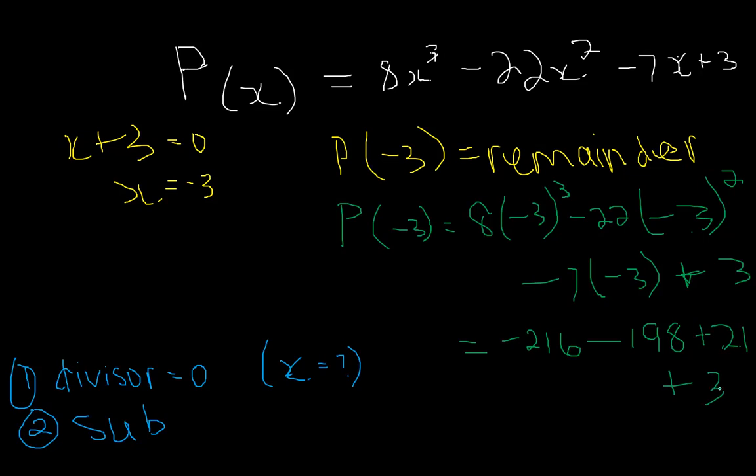This obviously will not give me 0, but you still need to show it, right? You still need to finish the calculation, finish simplifying. So the value for this is minus 330.